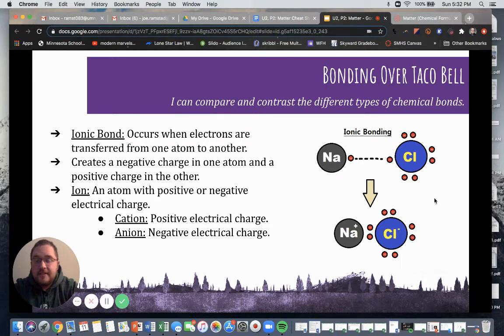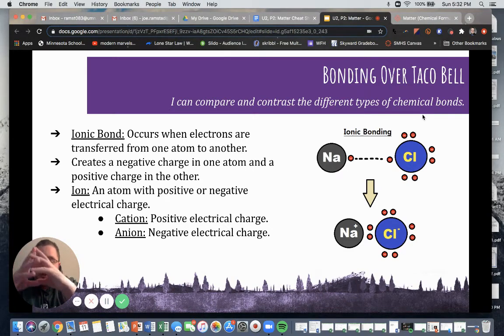An example of this is table salt. So if you look on your periodic table, you will notice that Na, or sodium, is located in the first group of the periodic table. That means it's on the far left, just underneath hydrogen. Okay? Now, if you look at chlorine, you will notice that chlorine is located in the 7th group. So that means there's going to be 7 electrons in the outermost shell.